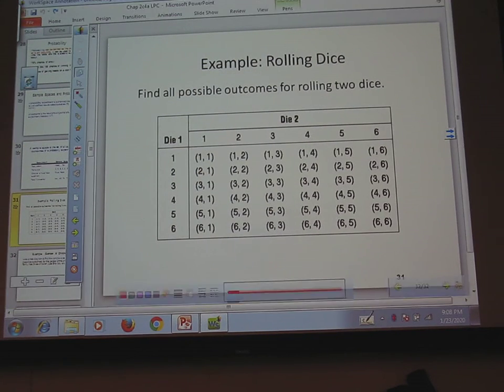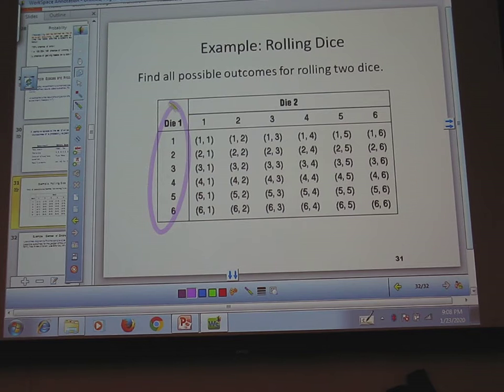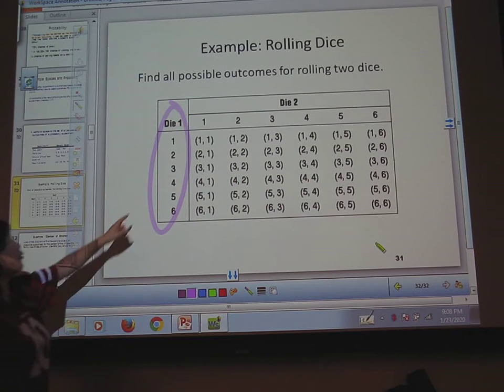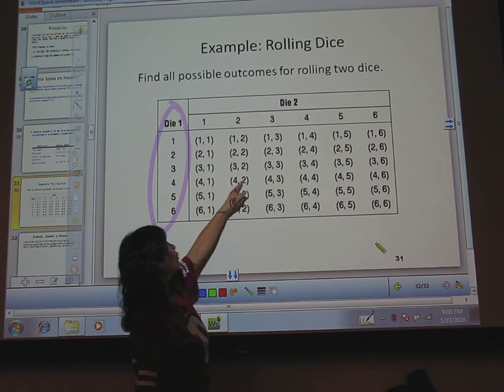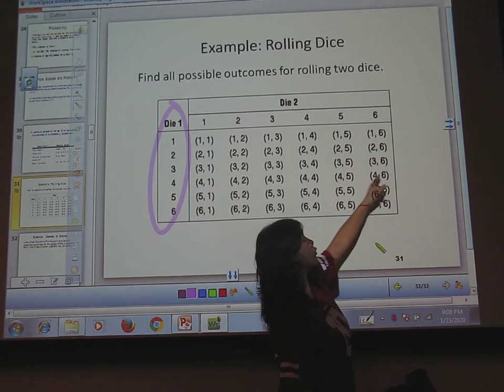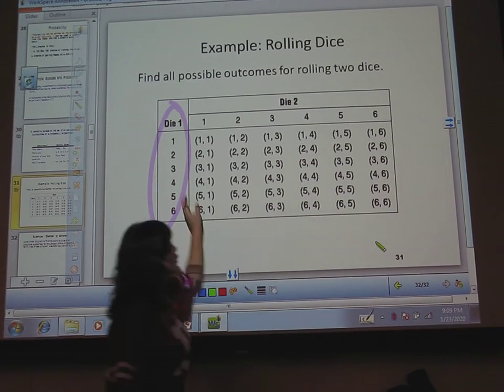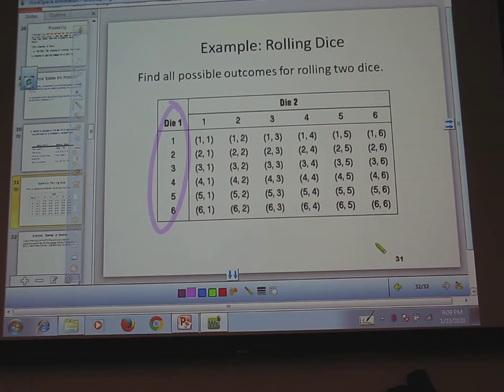Here's an example for rolling two dice. If I roll the first die, I could get a 1, 2, 3, 4, 5, 6. Say I got a 4 on the first die. Then on the second die, I could get a 1, 2, 3, 4, 5, or 6 on the second one. But the first one's a 4, right? So these are the set of all possible outcomes from rolling two dice.